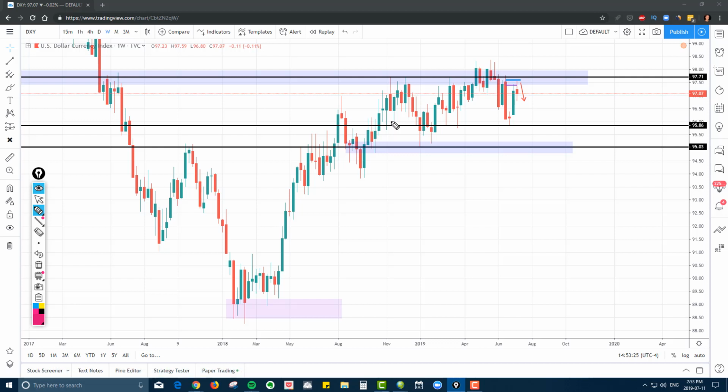And these currencies, there are 7 of them in total. They are the euro, the Japanese yen, the British sterling pound, the Canadian dollar, the Swedish krona, and the Swiss franc. Now within the actual basket, these currencies hold different weightings. The largest weight is against the euro, which is around 57.6% of the index in itself. The Japanese yen holds around 13.6%, sterling pound around 11.9%, Canadian dollar 9.1%, Swedish krona 4.2%, and the Swiss franc 3.6%.